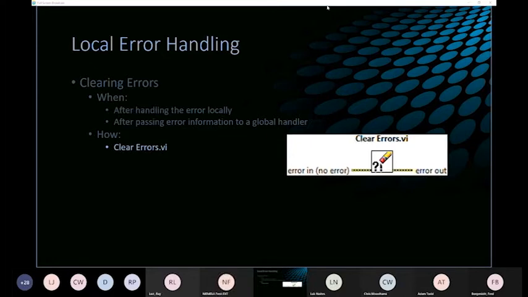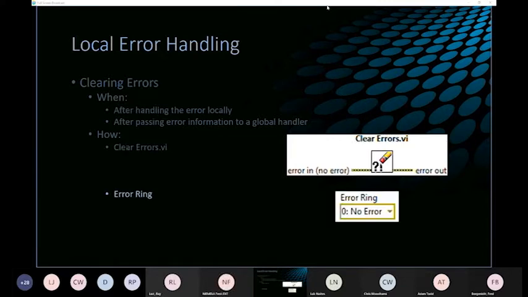I've had some customers who had errors in their system and they could not figure out why the errors were occurring. So they just sprinkled this VI all throughout their application. We're going to see this later when we get to the real world examples. So don't abuse this function, because it's not for just making errors go away.